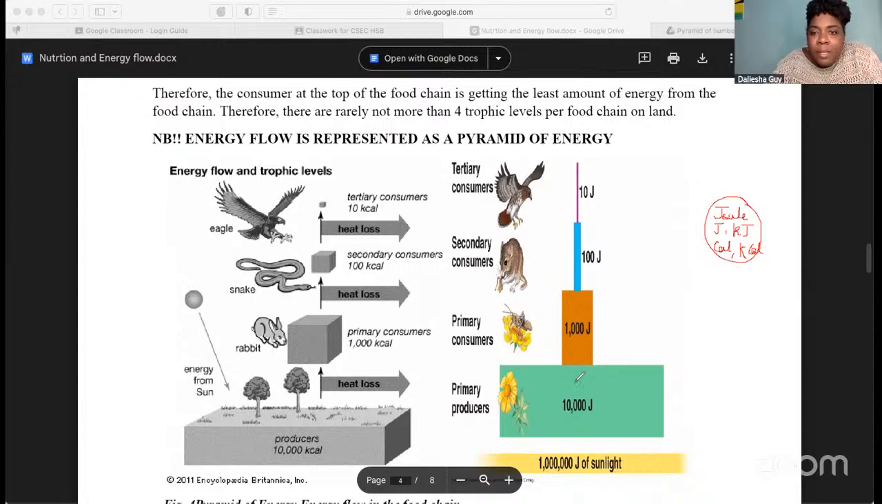You will see them here. So this is what we call a pyramid of energy. Please draw this one. This one is a little more technical. So draw this one. All right. So write pyramid of energy and draw it.